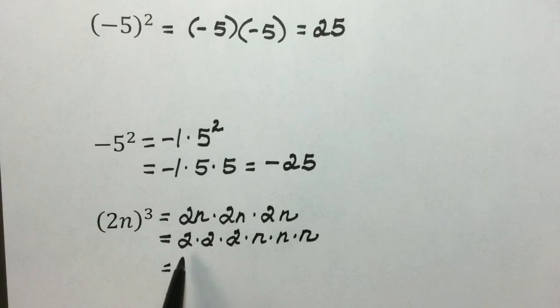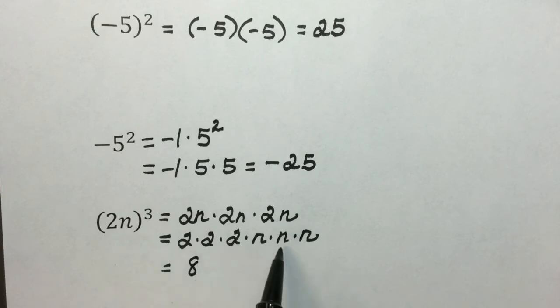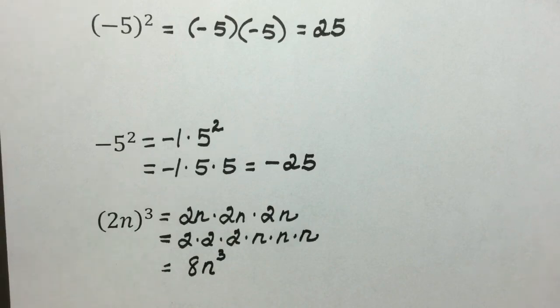Using the commutative property, we can rearrange all of the multiplication and sort out like terms and simplify from there. The 3 2's multiplied together, 2 times 2, 4 times 2 is 8, and putting the 3 n's multiplied together back into exponential form leaves us with n to the third power, or simply n cubed. Our final answer.